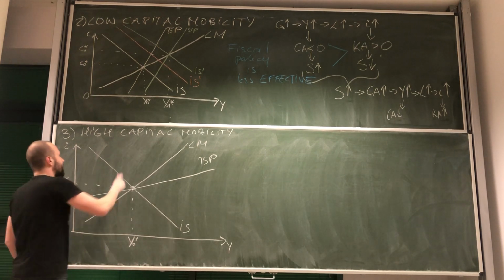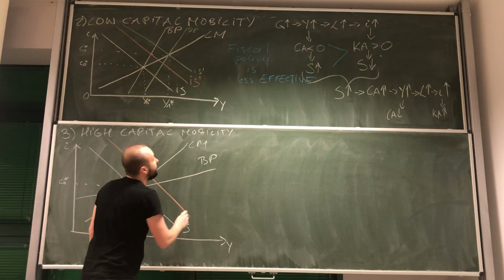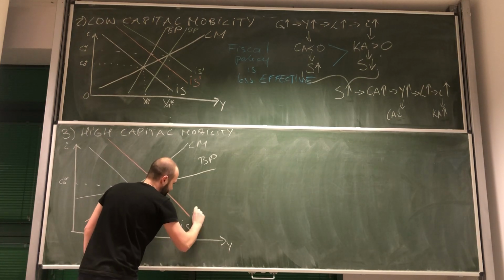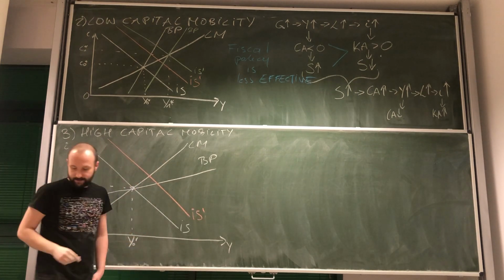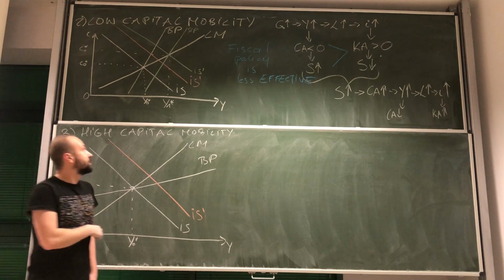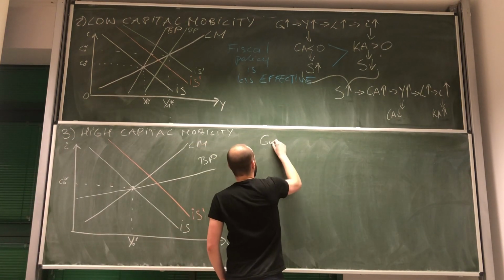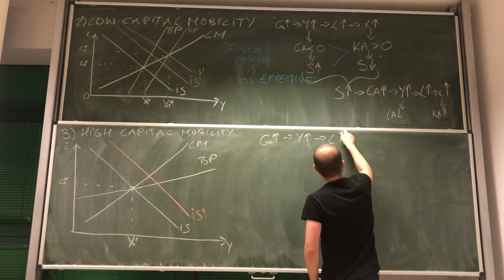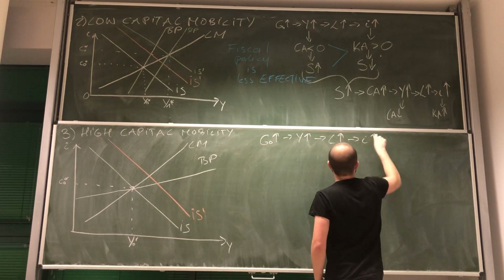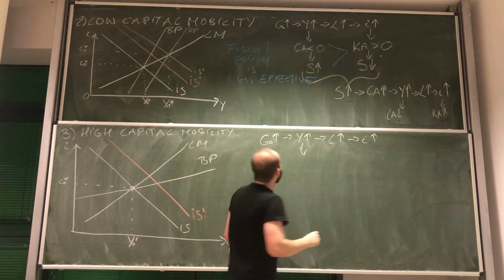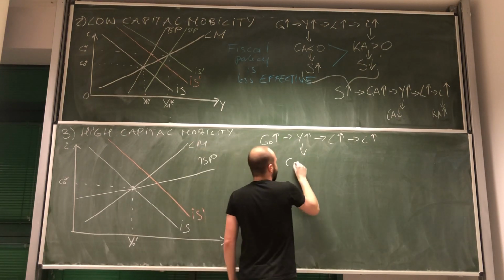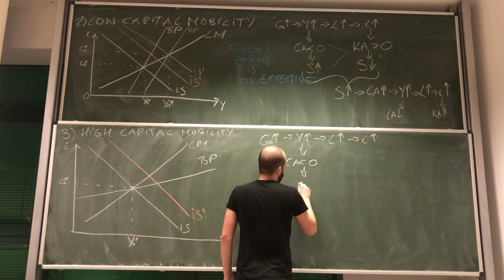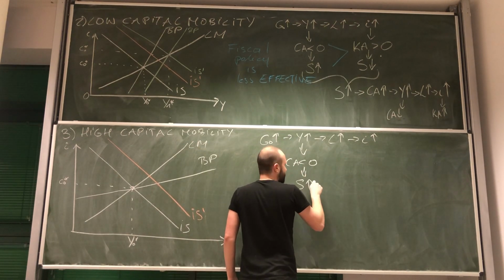So, government increases spending, as a result, IS moves to the right. So, we see that government spending goes up, income goes up, money demand goes up, and interest rate goes up. Higher income creates current account deficit, which creates pressure on depreciation.